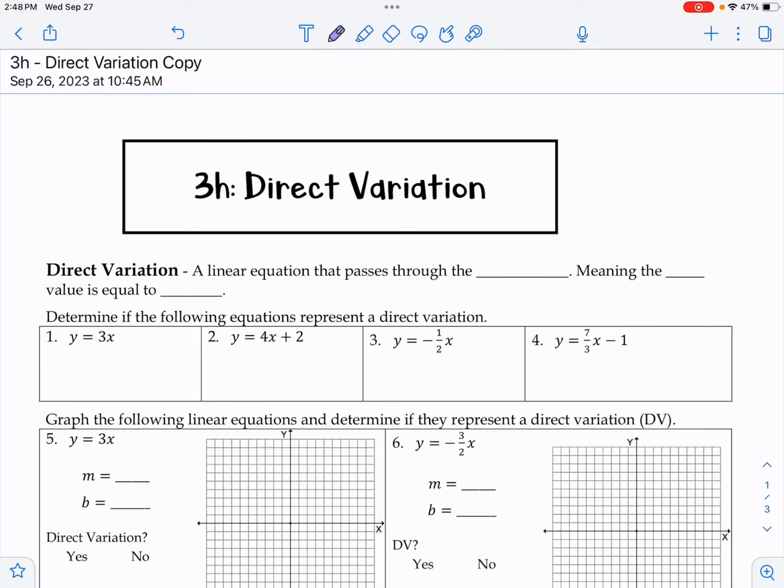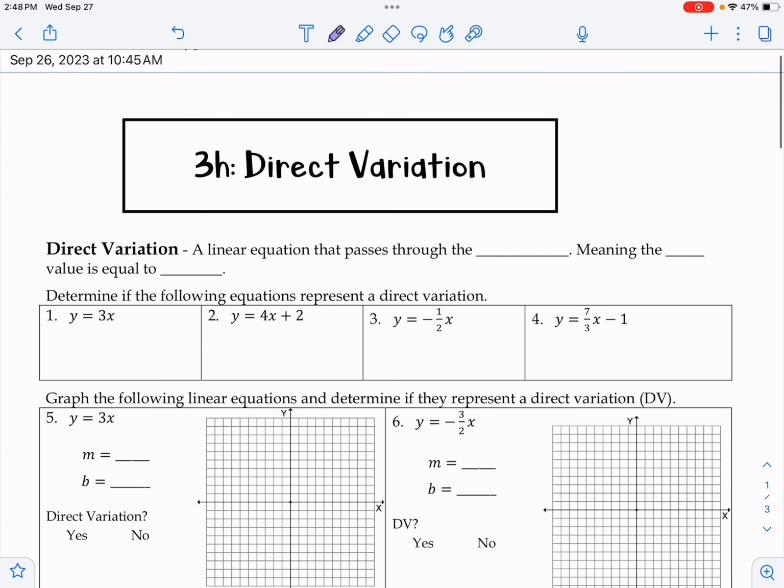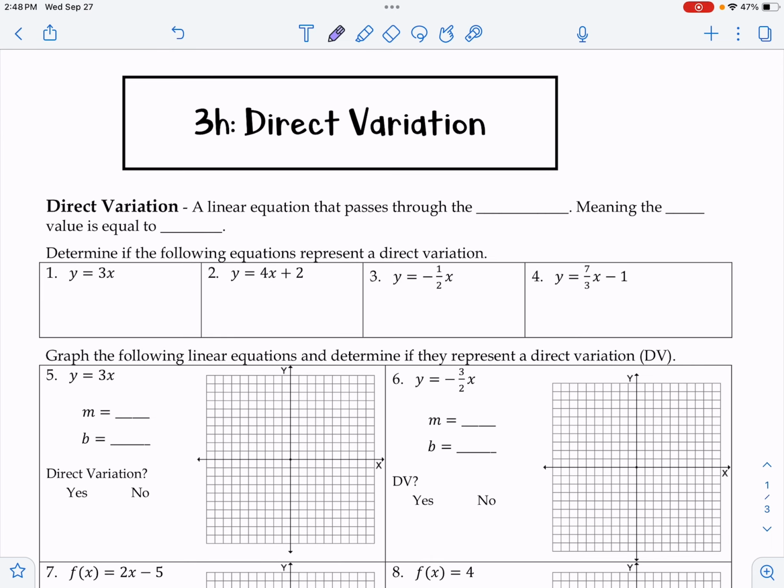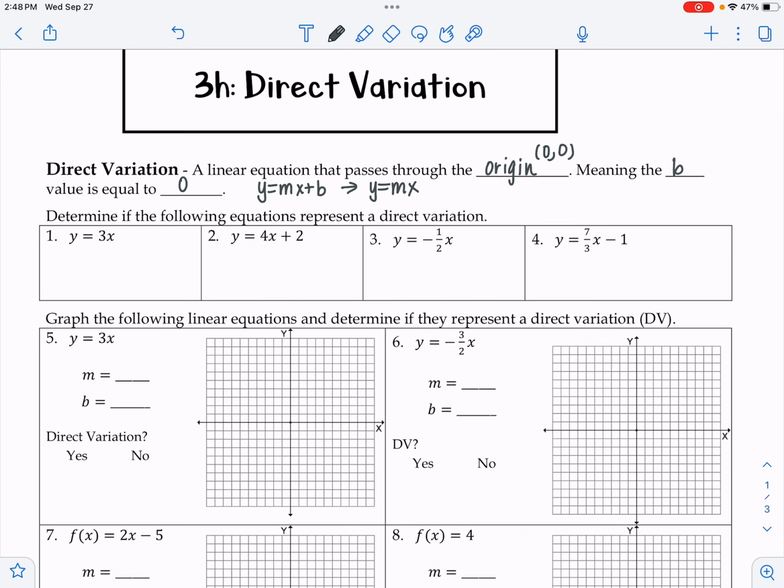All right, so today we're talking about a linear relationship called direct variation. A direct variation is a linear equation that passes through the origin, which is the point (0, 0), meaning the b value is equal to 0. So usually we have y equals mx plus b, but if b is 0, you're just going to have the equation y equals mx.